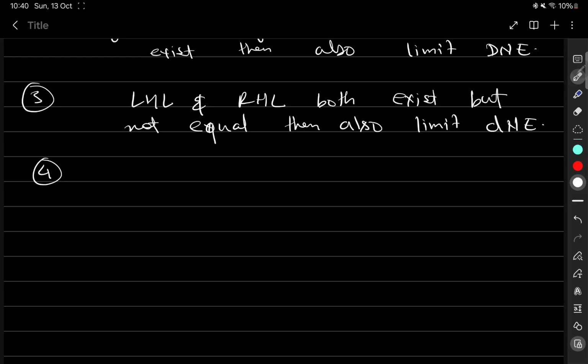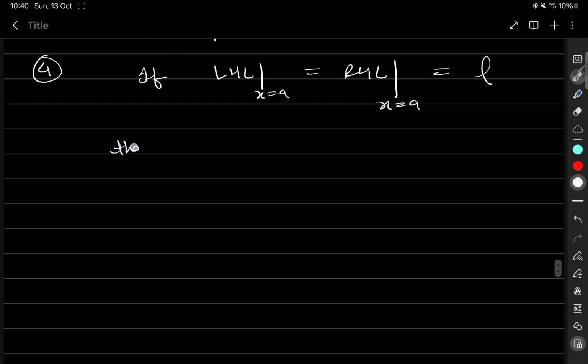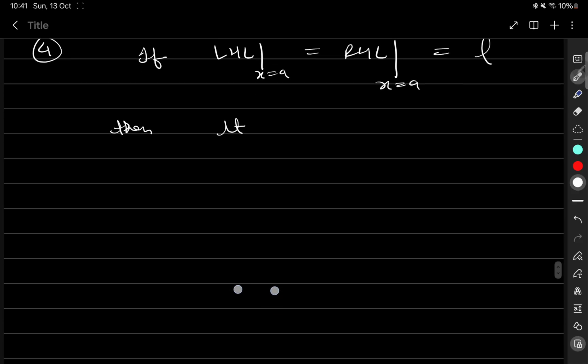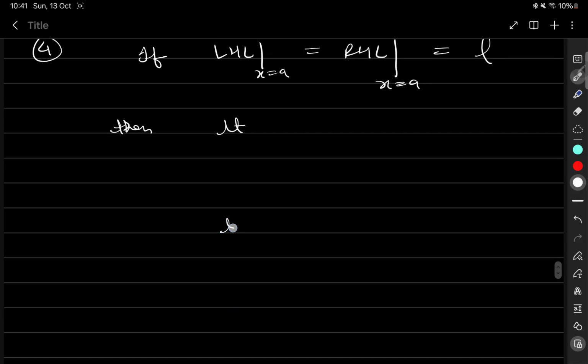Then how will you represent the limit? Like I am saying, if LHL at x equal to a is equal to RHL at x equal to a is equal to L, then the limit exists. And how will you represent the limit? Limit is represented by LT or by LIM. These are the two representations of limit.